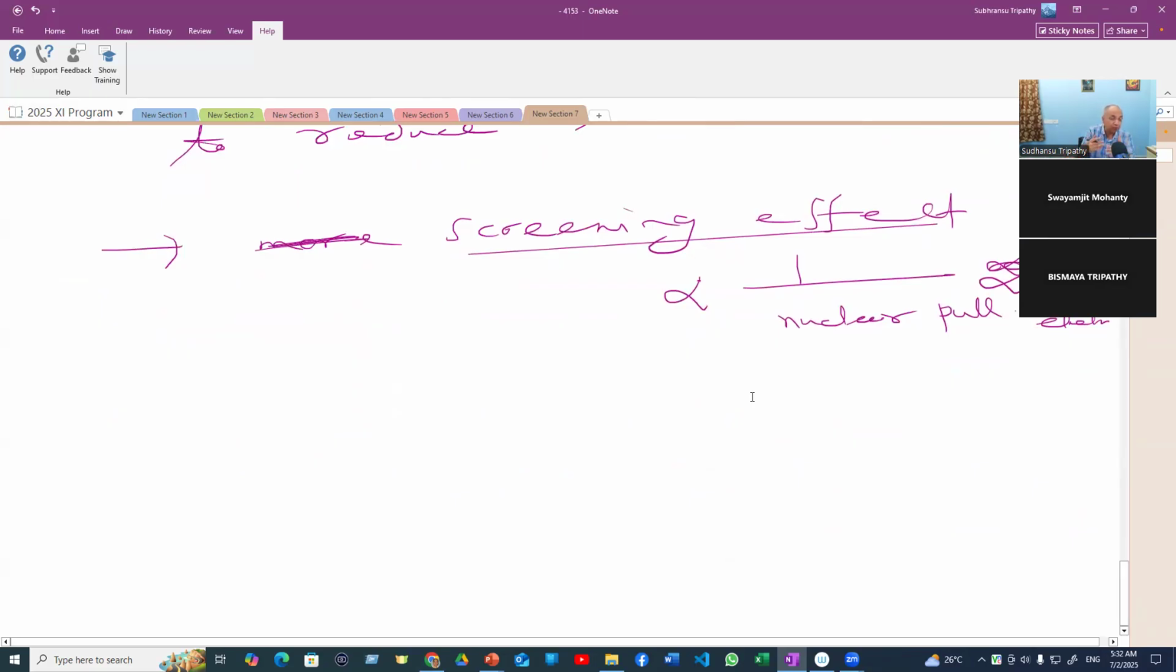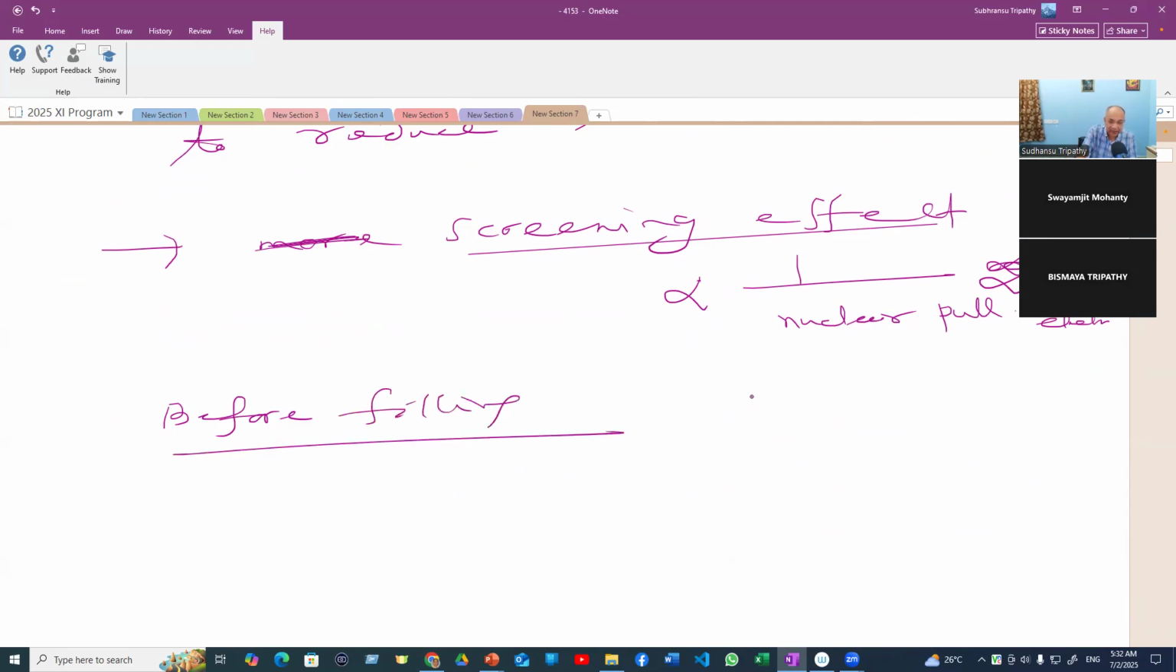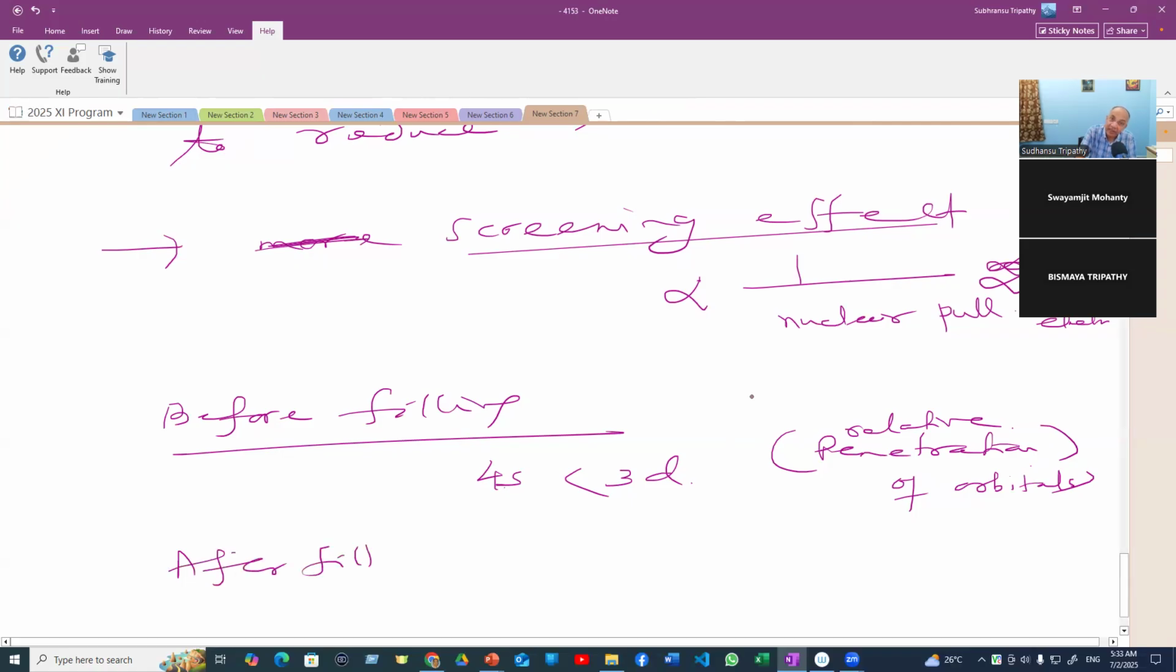So, what happens? Why? Supposing we have not filled 3d. Before filling, 4s is less than 3d. Only penetration works, relative penetration of the orbitals. But after filling, which is the case, nobody is really filling. After filling, 4s is greater than 3d because screening effect sets in.